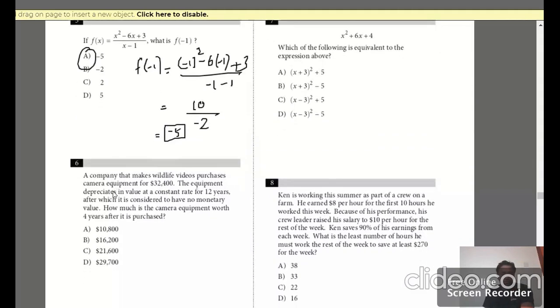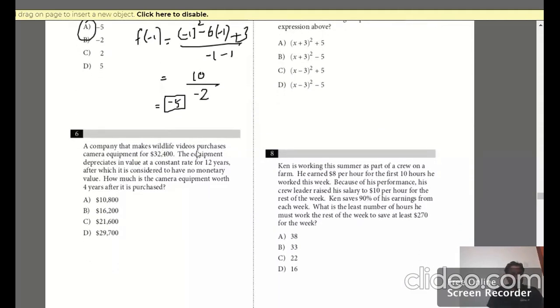Moving on to question number 6, a company that makes wildlife videos purchases camera equipment for $32,400, and the equipment decreases in value at a constant rate over 12 years. So this is what is important: $32,400. How much is the camera equipment worth 4 years after it is purchased? We are going to solve this question with the slope concept. I'm taking 32,400 as a point, whereas 12 I can write as 12 comma 0. So this acts as x1, y1, x2, y2.